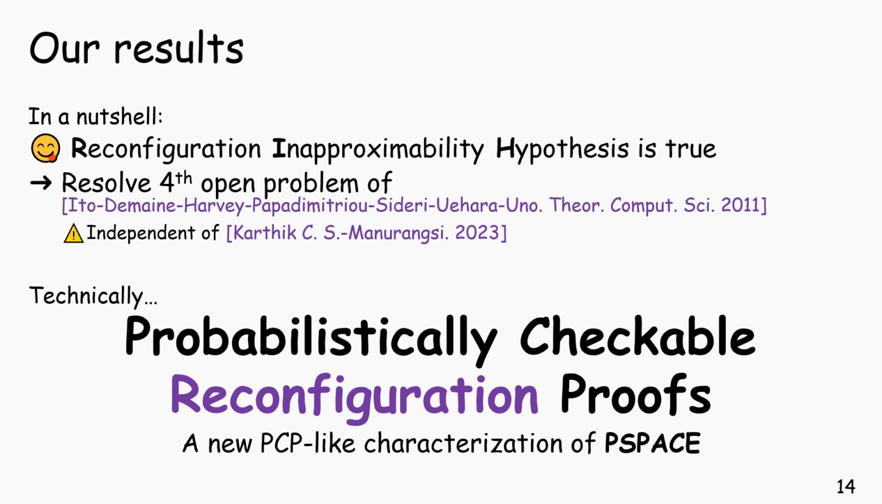Our results in this paper are the following. Briefly, we prove that the Reconfiguration Inapproximability Hypothesis is true. So many reconfiguration problems turn out to be PSPACE-hard to approximate, which resolves the open problem of Ito, Demaine, Harvey, Papadimitriou, Sideri, Uehara, and Uno. And independently of our work, Karthik C. S. and Manurangsi also proved RIH. Technically speaking, we developed probabilistically checkable reconfiguration proofs as a new PCP-like characterization of PSPACE.